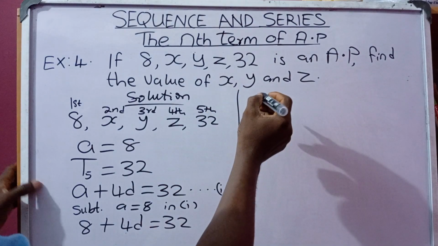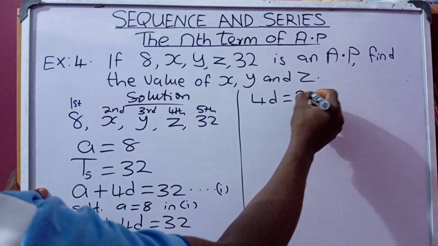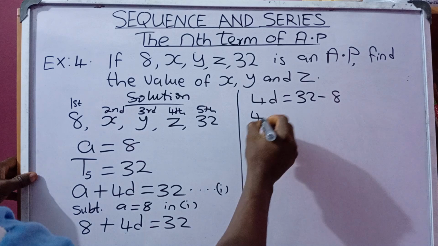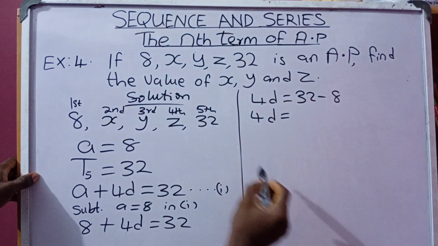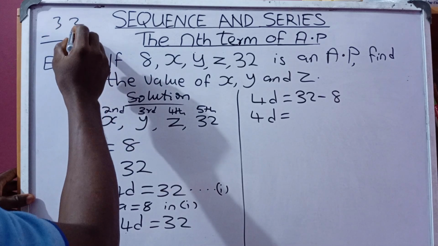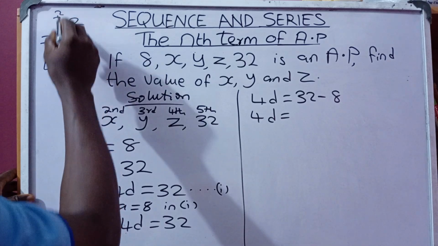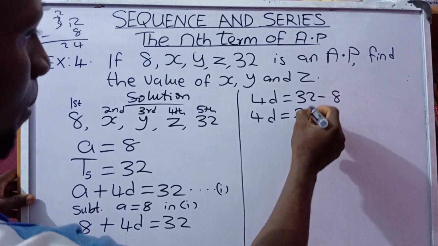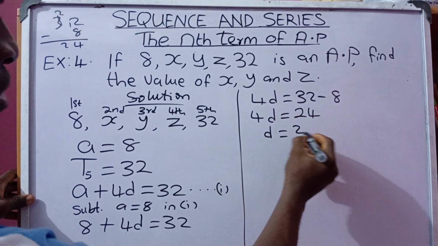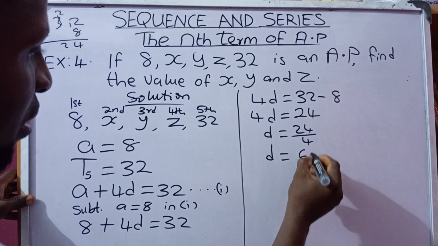So to continue from here, collecting like terms, we have 4D is equal to 32 minus 8. Let's see what it's going to give us. 32 minus 8 is going to give us 24. All right, so divide both sides by the coefficient of D. The common difference will now become 24 divided by 4. The common difference will be 6.